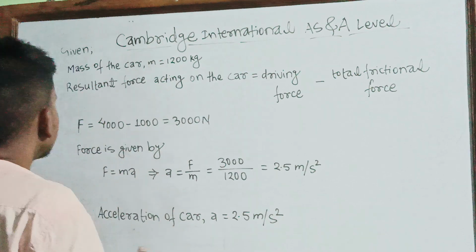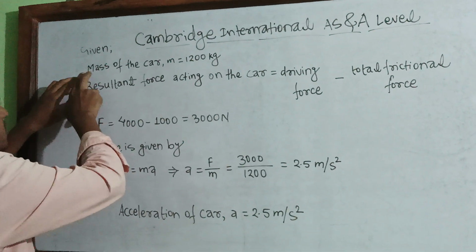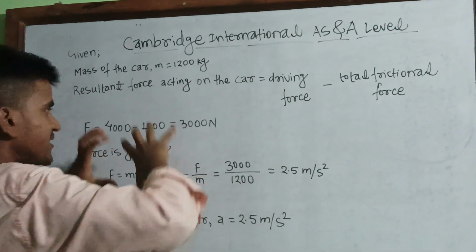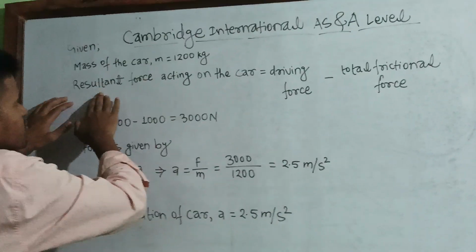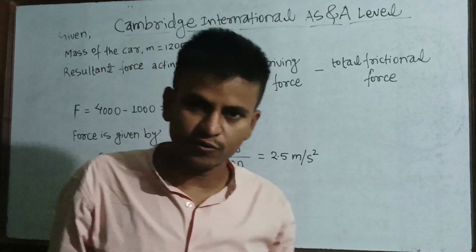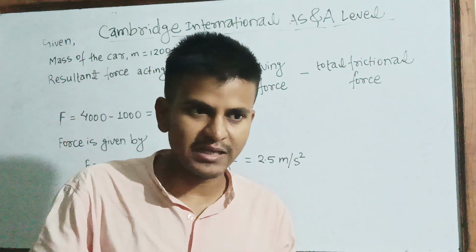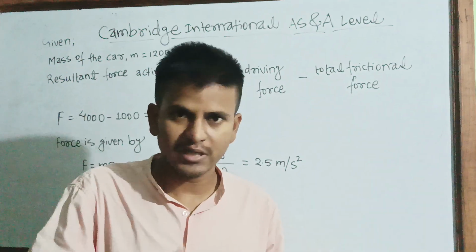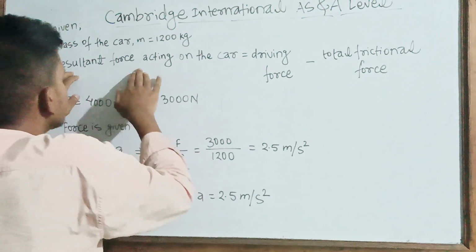So here the mass of the car is 1200 kg, as we have seen in the schematic diagram. Now the resultant force acting on the car. What is this resultant force? We all know that it is the summation of all the forces, some upward, some downward. So what is our resultant? That actually matters.